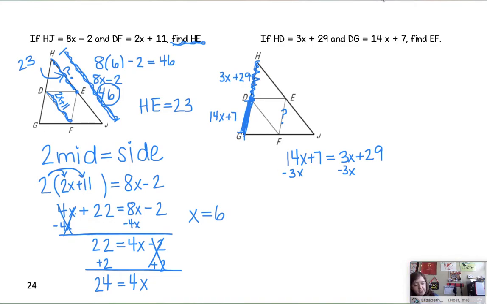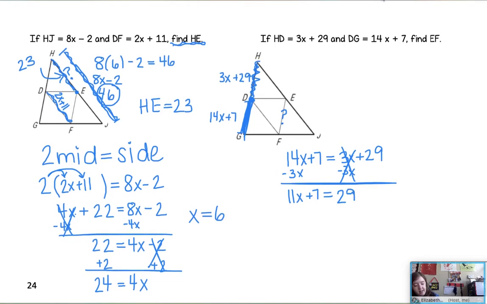Beautiful. Very, very good. 14x minus 3x is 11x. We still have that plus 7 equals 3 minus 3x is 0, so we're just left with 29 on the right side. Now what?